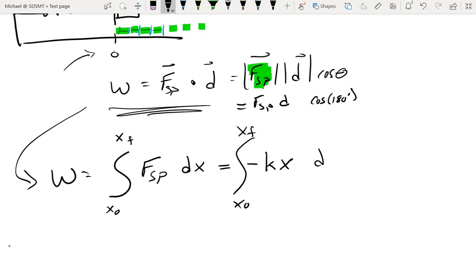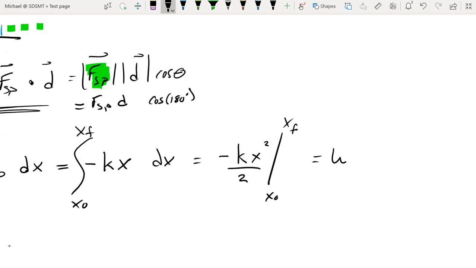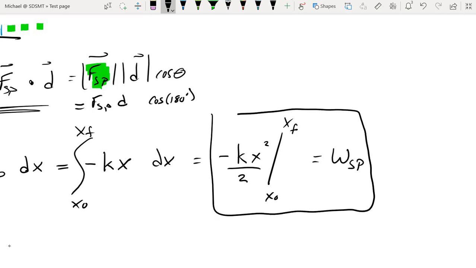We are evaluating with respect to x, and so the result is negative kx squared over 2 evaluated at the limits. So there's the work done by the spring. And I'm actually going to leave this in this form. I'm not going to evaluate it at the limits just yet.